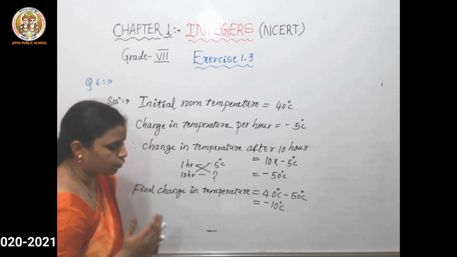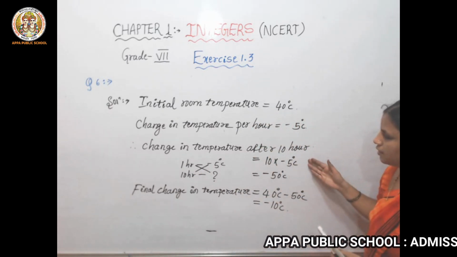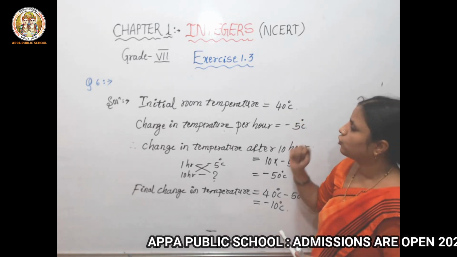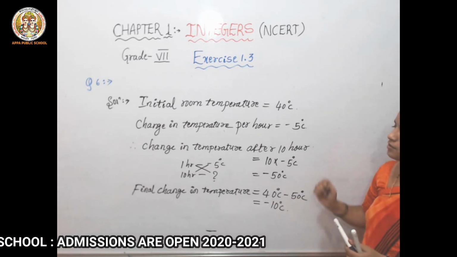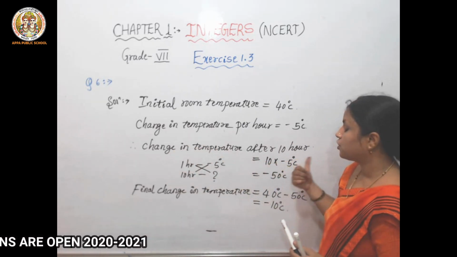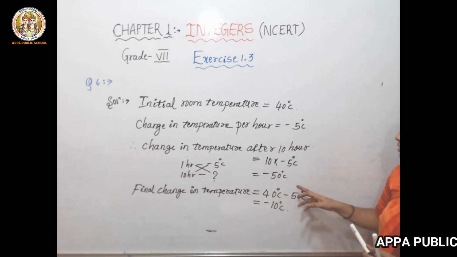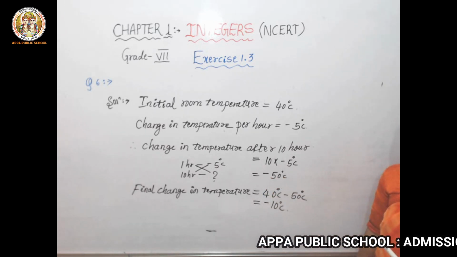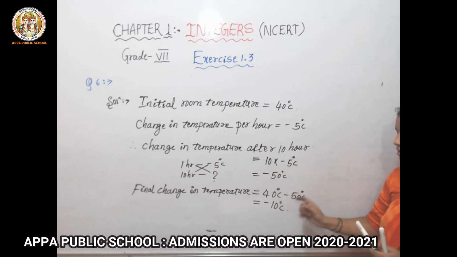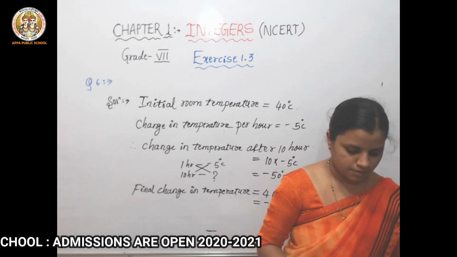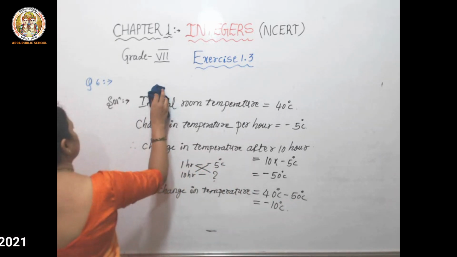Here it is. First, write down the initial room temperature that is given already, the given data: 40 degrees Celsius. Then the change in temperature per hour is -5 degrees Celsius. Therefore the change in temperature after 10 hours is 10 into -5 degrees Celsius, equal to -50 degrees Celsius. Now the final temperature is 40 degrees Celsius minus 50 degrees Celsius, which is minus 10 degrees Celsius. This is question number 6. The next is question 7.